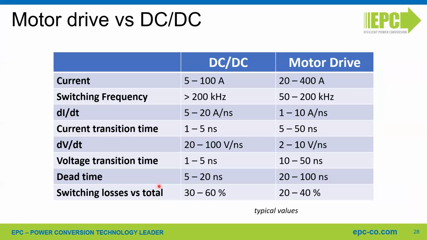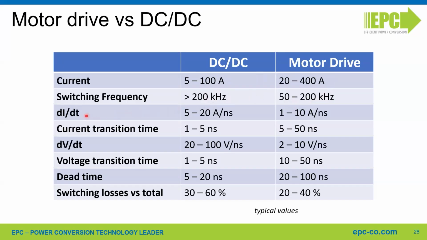Okay, let's have now a final look at what is changing if you are laying out a motor drive and not a DC-DC converter. What is the main difference between a motor drive and a DC-DC converter? Basically, a motor drive is switching at lower frequency than a DC-DC converter. For DC-DC, we go definitely above 200 kilohertz up to a few megahertz. For motor drive, we go from tens of kilohertz up to 100 or 200 kilohertz.